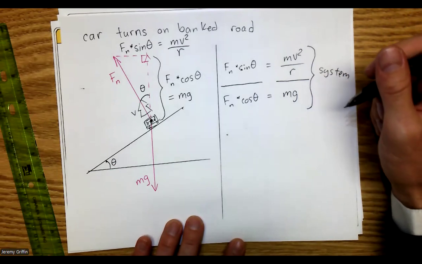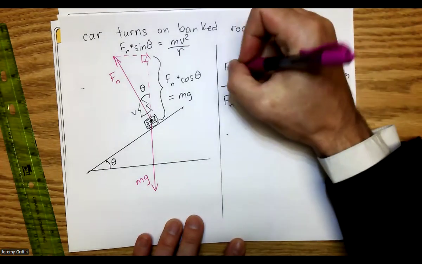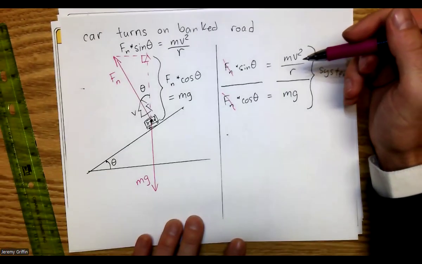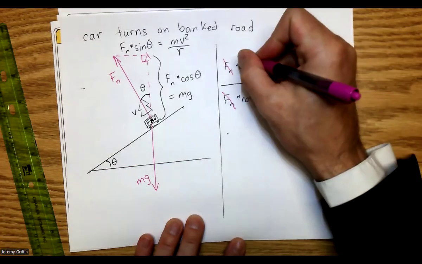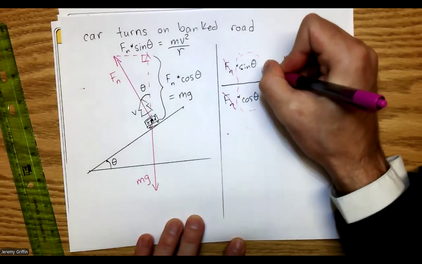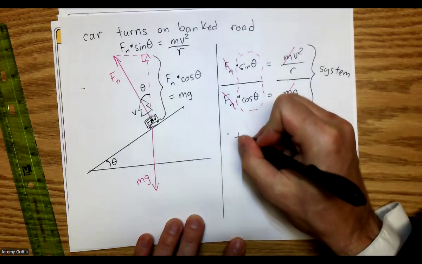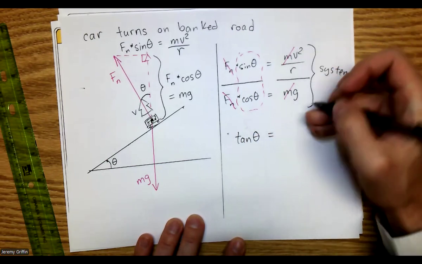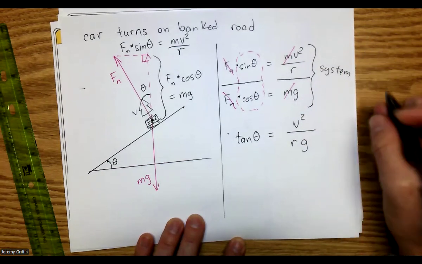Now, when you do that, what cancels out? Normal force. Goodbye. What else cancels out? Mass of the car. Right? And what is this right here? Because what is sine divided by cosine? What's that called? Tangent. Can you guys say tan theta equals, and say what does this consolidate to? You got a v squared over r, and I have a g down there. So that could look like that, right?